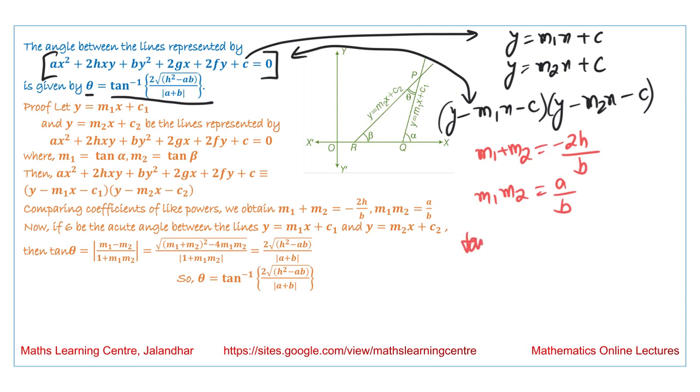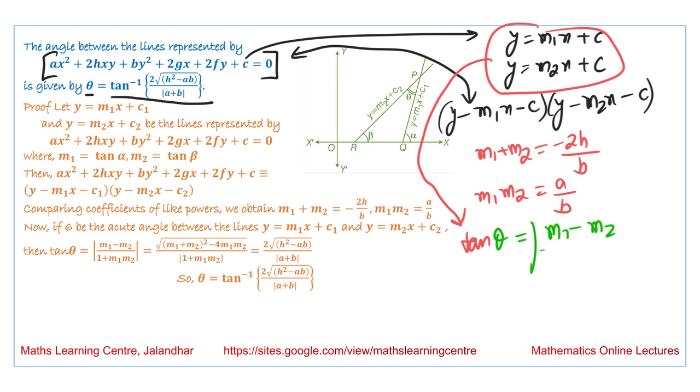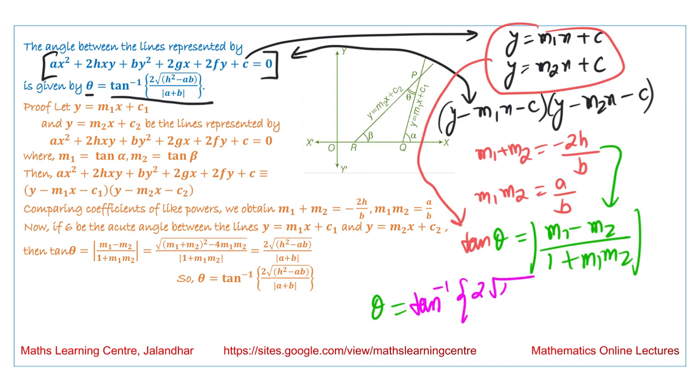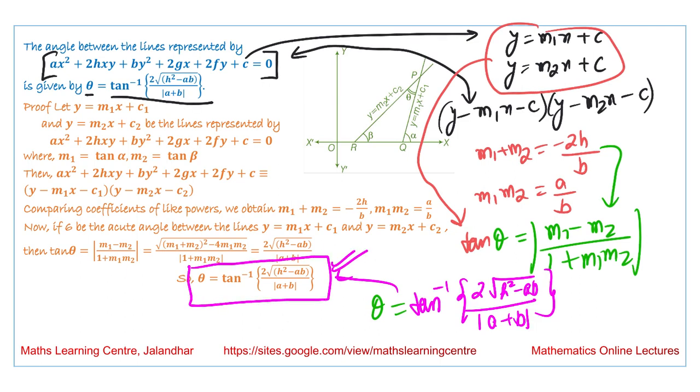The angle between the two lines y = m1x + c and y = m2x + c, tan theta, is given by mod of (m1 - m2)/(1 + m1 m2). If we substitute these values over here, we will obtain the required value of angle, that is theta = tan inverse of 2 square root of (h² - ab) divided by mod of (a + b). So this is the required value of theta, that is the angle between these two lines.